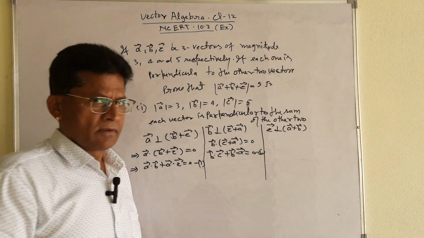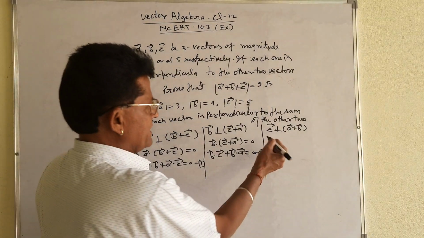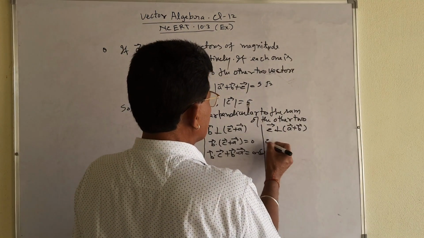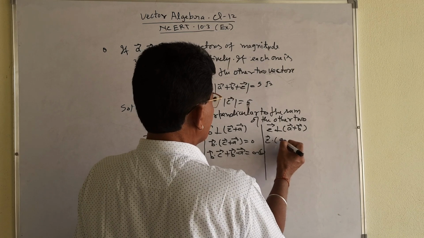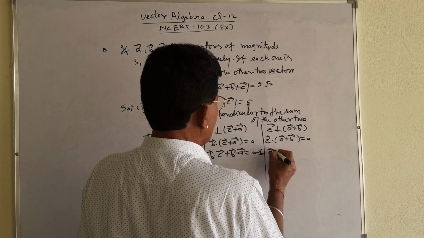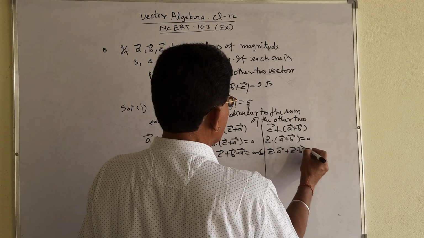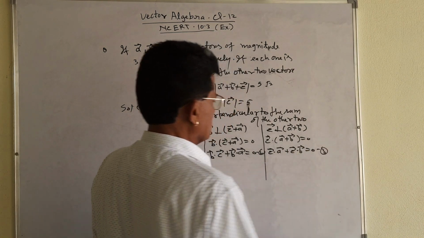Let me take, just to make it easy. You concentrate over here. C is perpendicular to this one means dot product of C will be equal to 0. Then what will happen? Dot product of A and C plus dot product of C and B will be equal to 0. It is equation number 3.